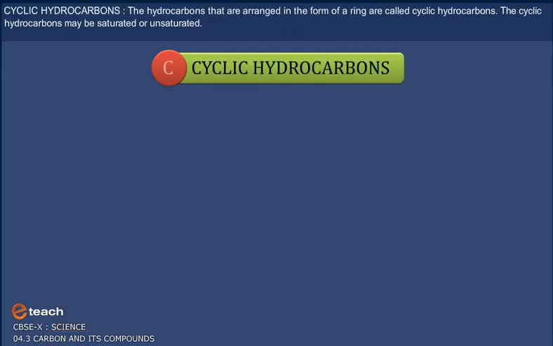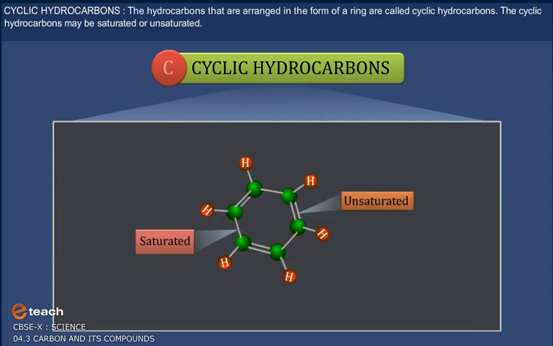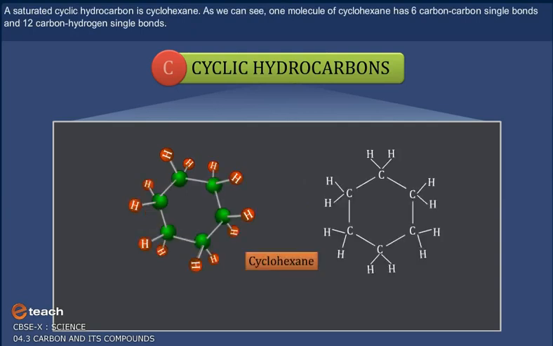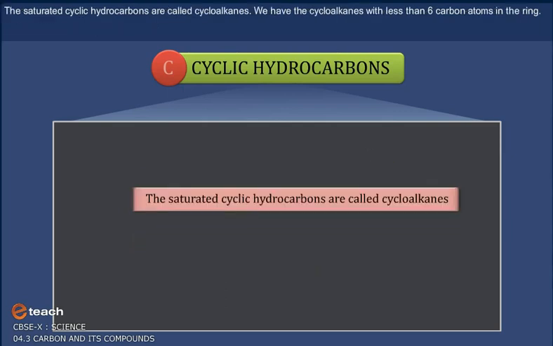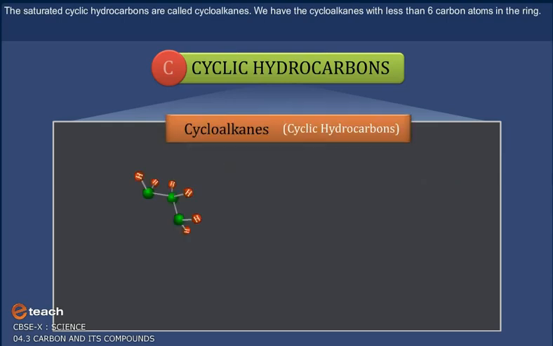Cyclic hydrocarbons. The hydrocarbons that are arranged in the form of a ring are called cyclic hydrocarbons. The cyclic hydrocarbons may be saturated or unsaturated. A saturated cyclic hydrocarbon is cyclohexane. The formula of cyclohexane is C6H12. As we can see, the molecule of cyclohexane has 6 carbon-carbon single bonds and 12 carbon-hydrogen single bonds. The saturated cyclic hydrocarbons are called cycloalkanes.